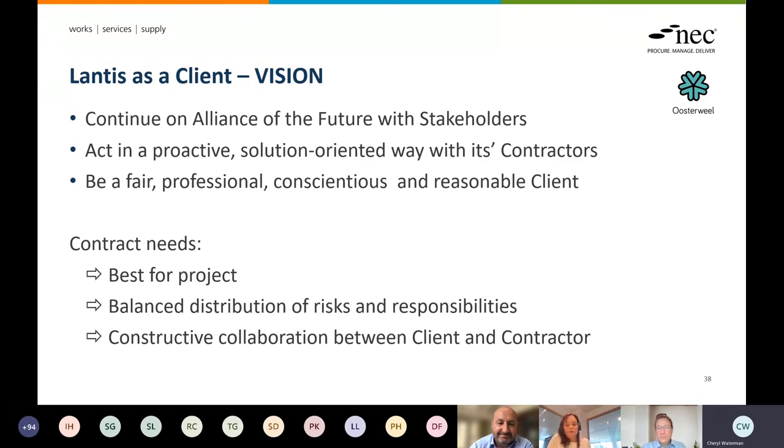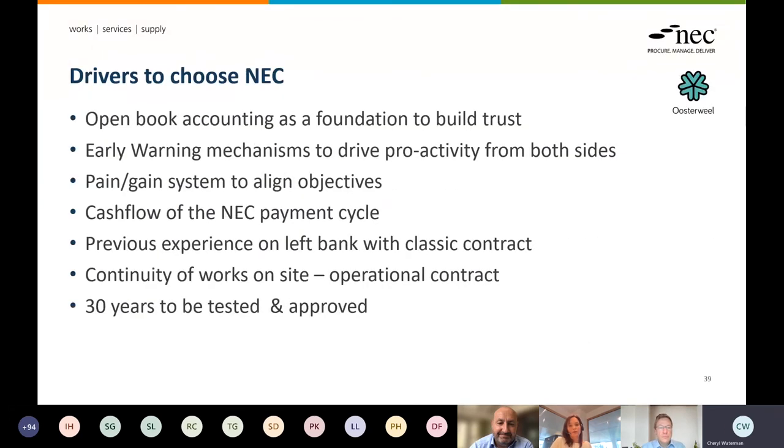So knowing all these, the characteristics of the project, the vision of the kind of client we want to be, the drivers to choose NEC were, for us, the open book accounting, which gives us the transparency and the foundation to build the trust, which is on the next slide. We've also been looking for mechanisms such as proactivity. We already know some things in the Belgian construction sector, such as early warnings, but the way it is embedded in the NEC contract is really new to us. We've been looking for aspects to align the objectives, such as the pain and the gain. The cash flow is also one of the reasons why we've chosen NEC.